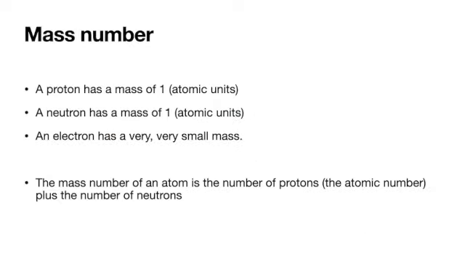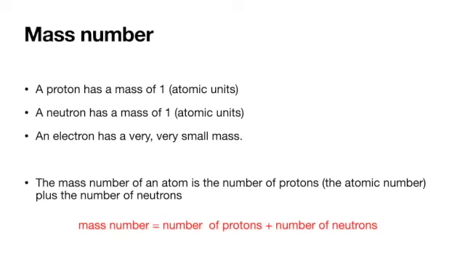How much does an atom weigh? We use the mass number to denote this. A proton is said to have a mass of 1. This is measured in atomic units. A neutron also has a mass of 1. However, electrons are much smaller, and compared to protons and neutrons, the mass is negligible. That is, we can ignore it. The mass number is the number of protons, that is, the atomic number, plus the number of neutrons.